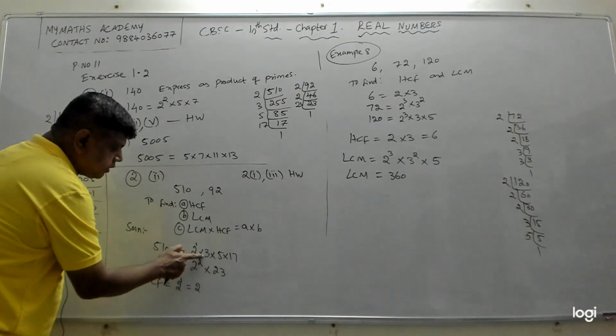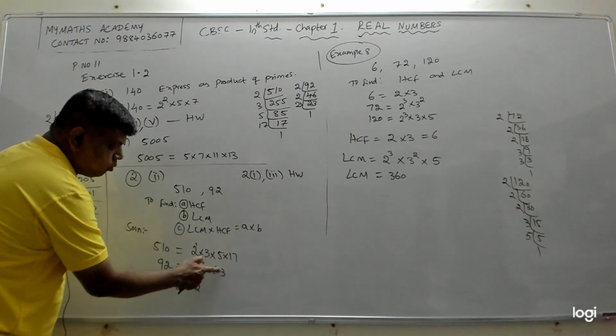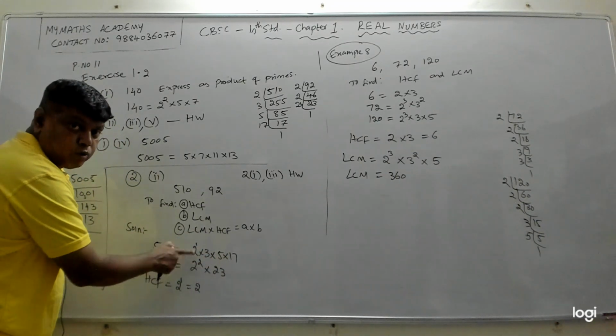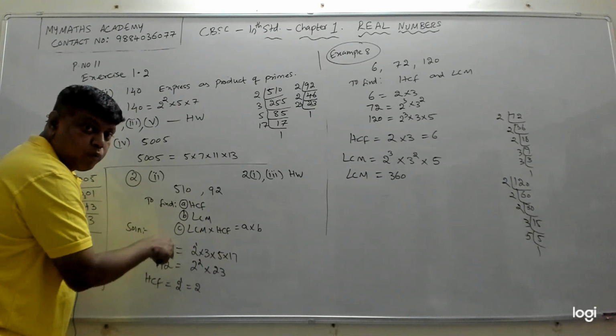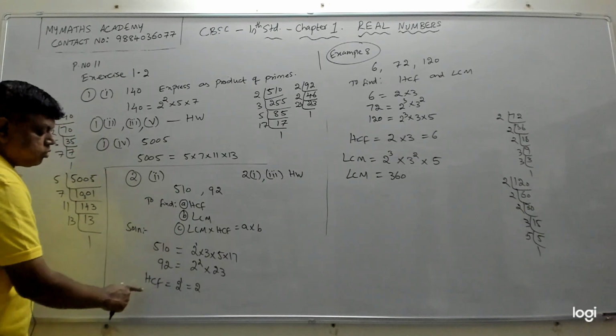Any other number? 3 is present here. Is it here? No. 5 is there. Is it here? No. 17 is here. Is it here? No. That number should be present in both. For HCF, it should be in both. Only then we will consider and we will take the lowest power. So HCF of this is 2. So we have found the HCF.